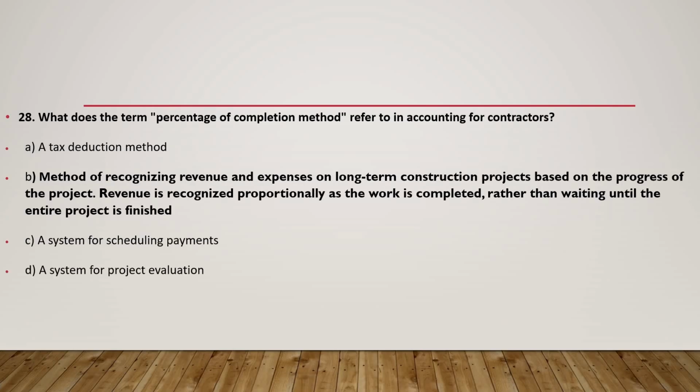28. What does the term percentage of completion method refer to in accounting for contractors? B. Method of recognizing revenue and expenses on long-term construction projects based on the progress of the project. Revenue is recognized proportionally as the work is completed, rather than waiting until the entire project is finished.